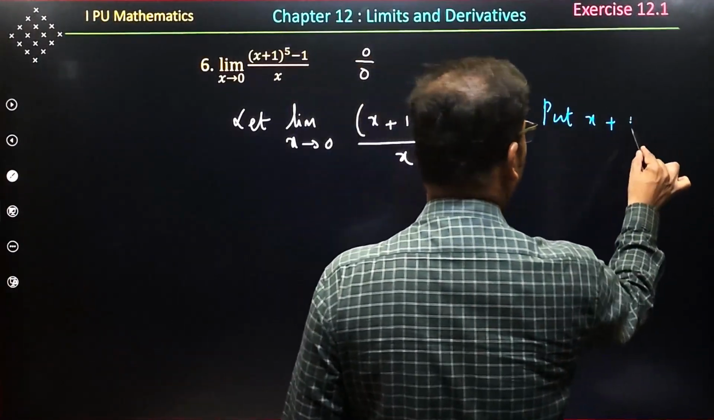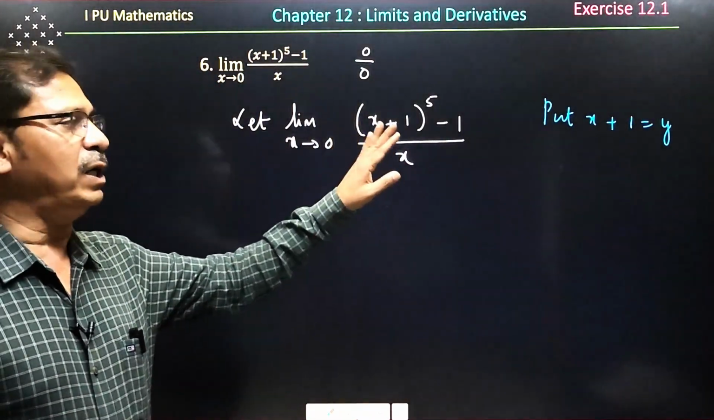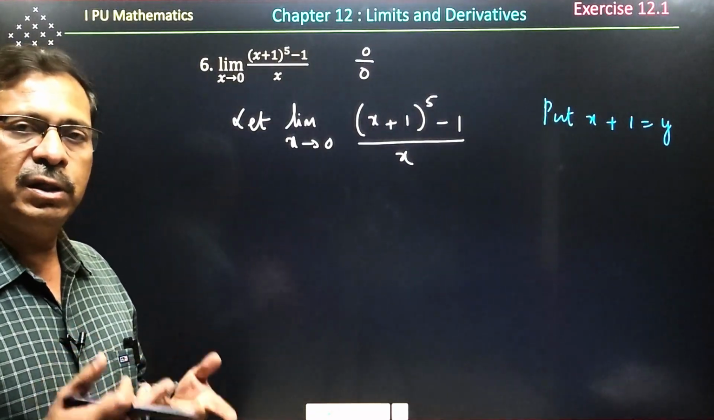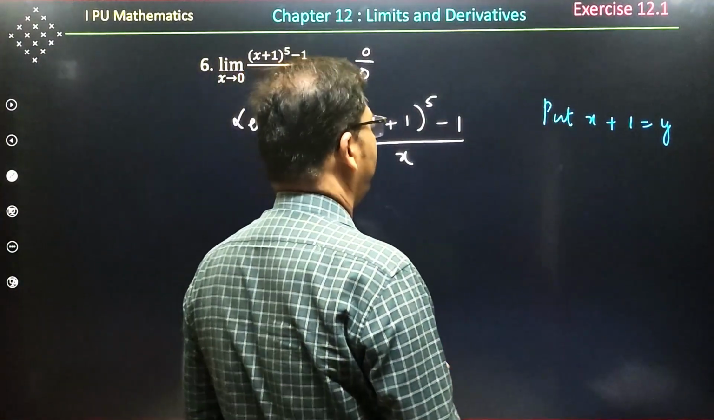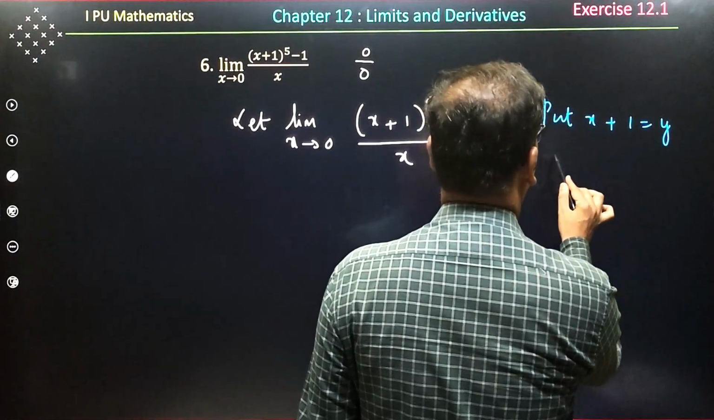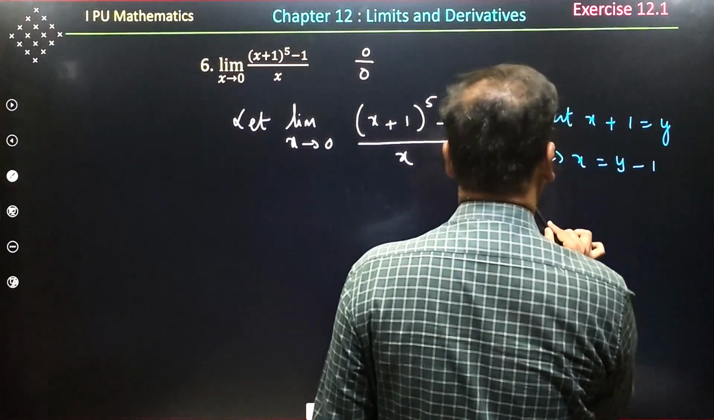See, x plus 1 is equal to y, I would like to take. By doing so, whenever you substitute something in the limit, the tending limit also changes. In what manner, you see? When x plus 1 is equal to y, the denominator x, in terms of y, becomes y minus 1.